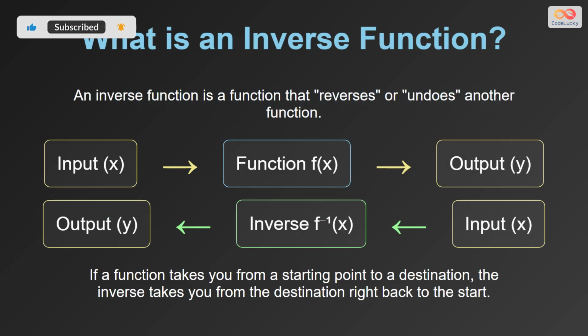So, what exactly is an inverse function? Think of it as an undo button. A regular function takes an input, does something to it, and gives you an output. The inverse function takes that output and brings you right back to your original input. It reverses the process.